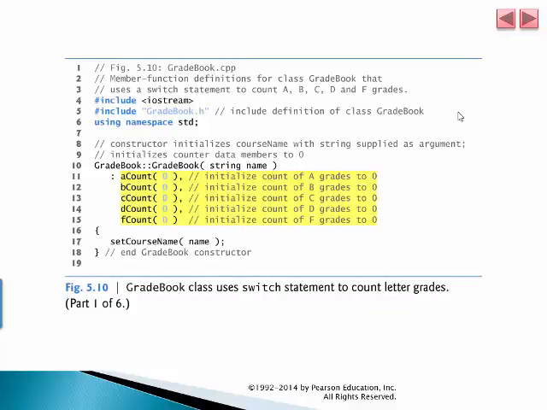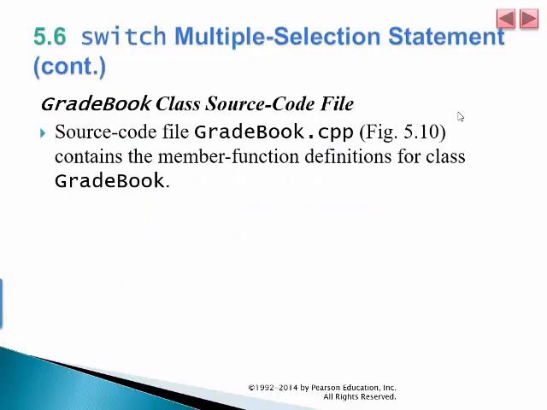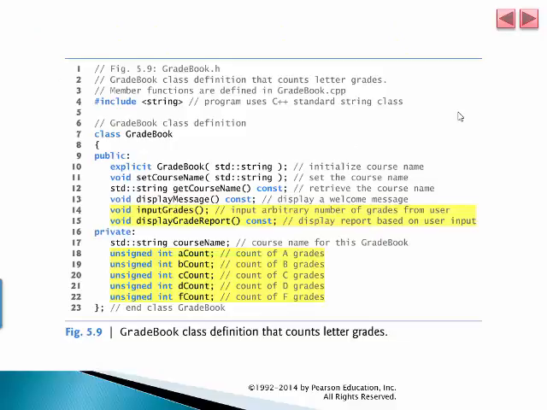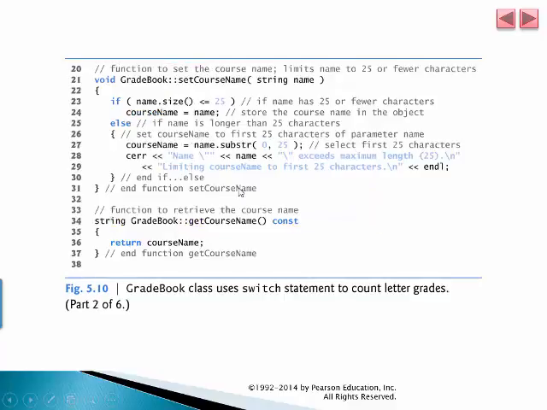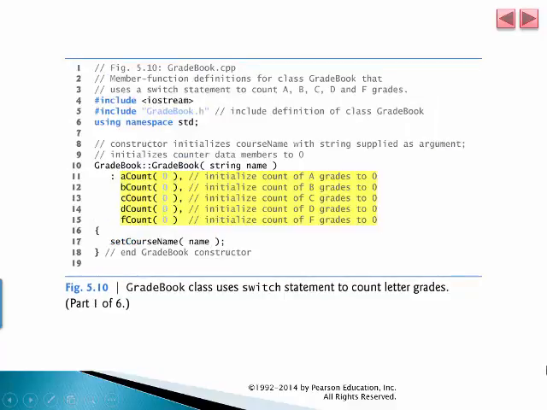Again, we initialize them all to 0: the count of A grades to 0, B grades to 0. How did he declare them? I'm kind of confused why he put that bracket 0 there. You would not have that in a regular C++ or C program, because that's usually specifying a string name, grade count.